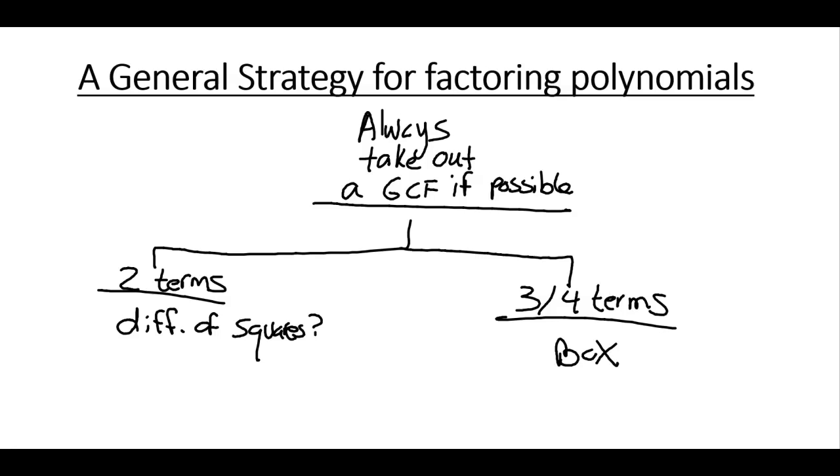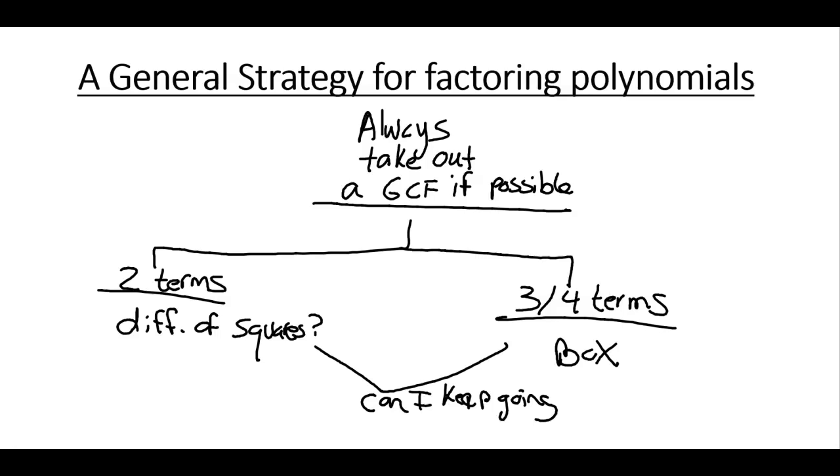So 2 terms is difference of squares, and I'll put a question mark. 3 or 4 terms is the box method. At that point, you just have to ask yourself, can I keep going? After you do the box method, you might have those two things that you get as a result. One of them could be a difference of squares, so you might get to factor again. But there it is.